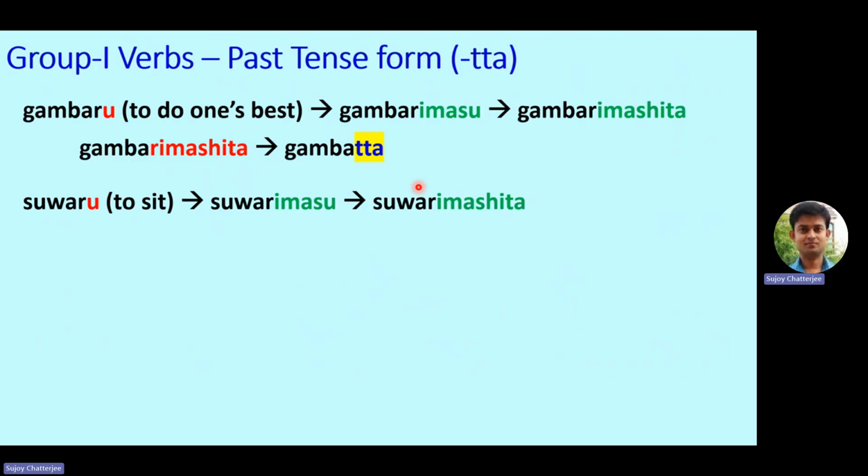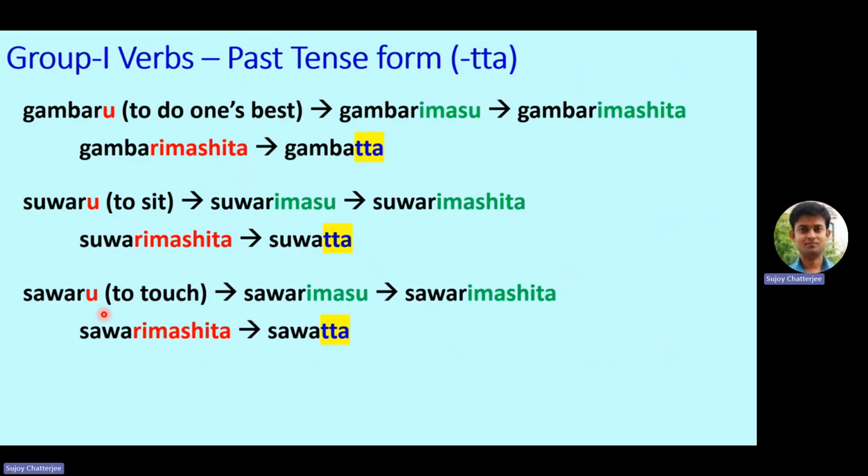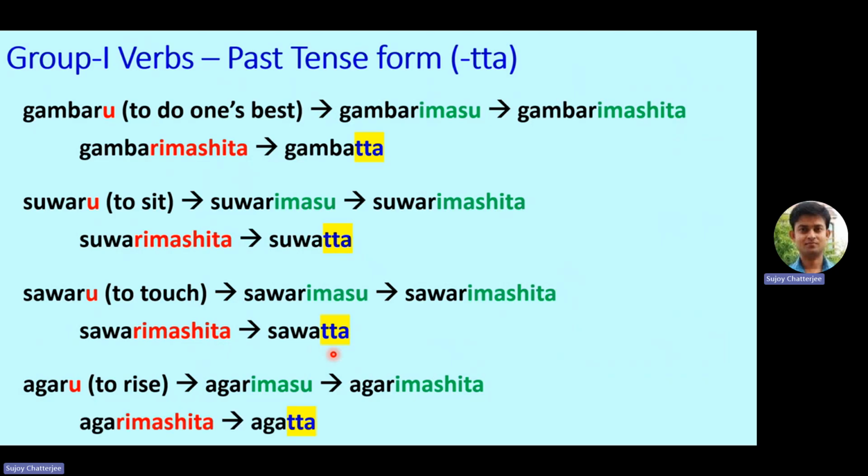Similarly, let's try another one. Suwaru. Suwaru means to sit. Suwaru is the plain form and its masu form is suwarimas. The past tense of suwarimas is suwarimashta and hence suwarimashta becomes suwatta. So we need to remove rimashta and add tta. So suwaru, suwatta. Similarly, sawaru, which means to touch, sawaru is sawatta. Agaru, which means to rise or to go up in the ladder, agaru, agarimas, agarimashta, and hence it is agatta by removing rimashta.